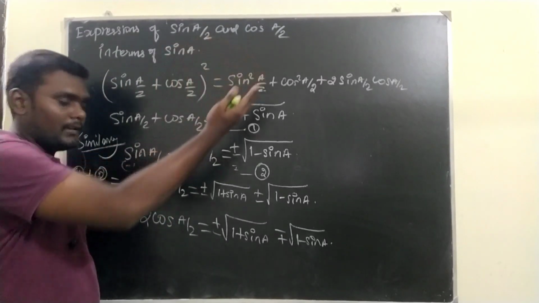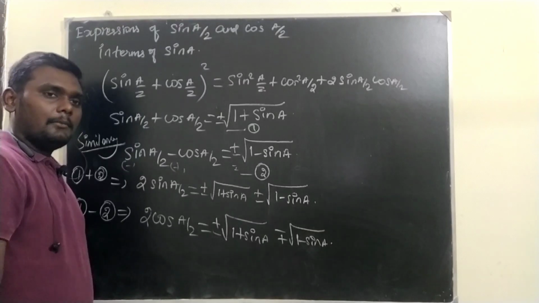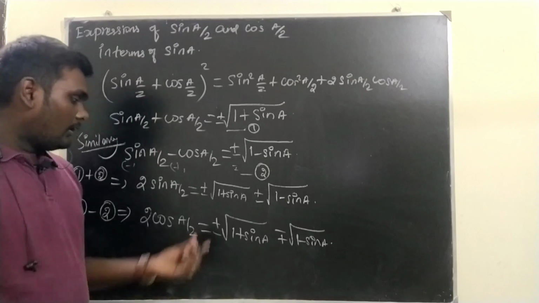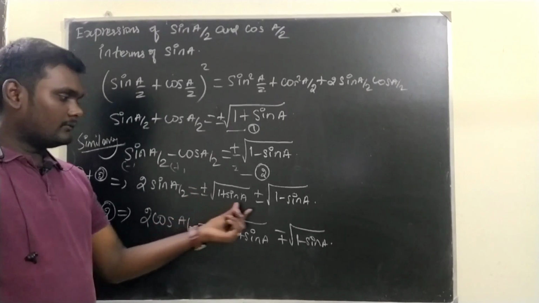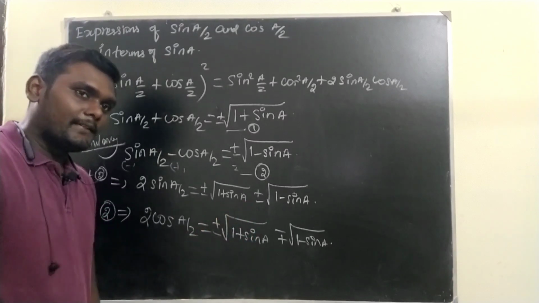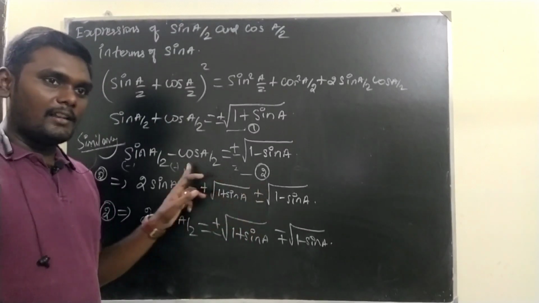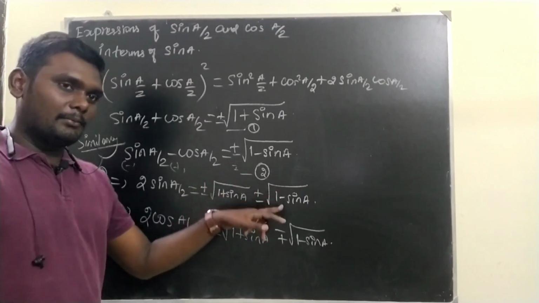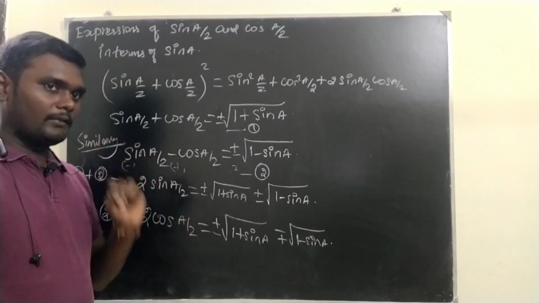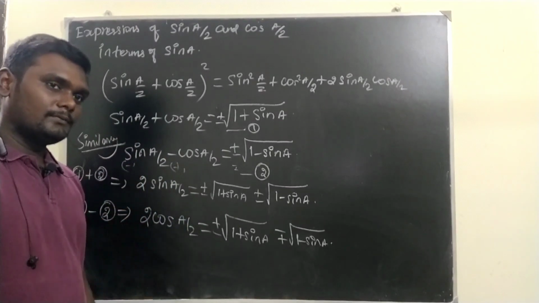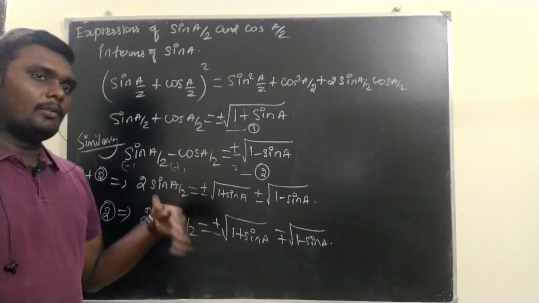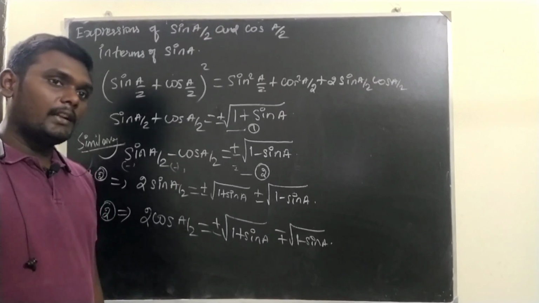Look, sin A by 2 and cos A by 2 in terms of sin A we got, but there is a problem. Here plus or minus means 2 choices, and this also has 2 choices. So totally how many choices? This plus that plus, or this plus that minus, this minus that plus, or this minus that minus. Totally 4 choices we have. Among these, which is true? When to choose what? We don't know. We have to figure it out. How do we have to figure it out?